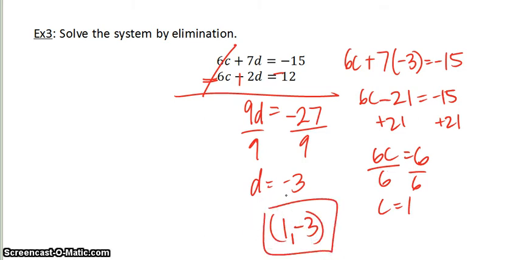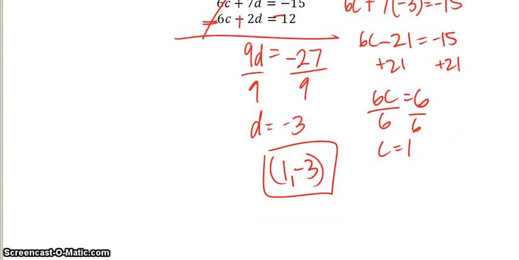So again, if you need to change the signs, then you're going to distribute the negative to the bottom one, and then you can add them up the same way. And then once you find one variable, you can find the other one by plugging back into either one. There you have it, the elimination method.